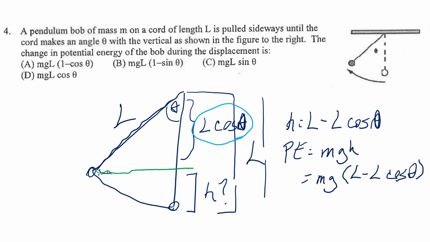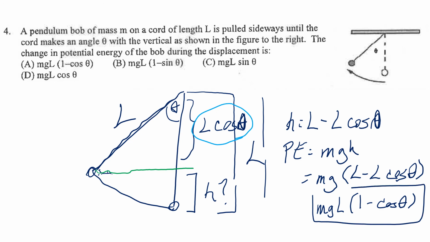That's a pretty good answer, but it wasn't in the answer key, so I could just take the L out. So this will be mgL times 1 minus cosine theta. Good. That is the answer.